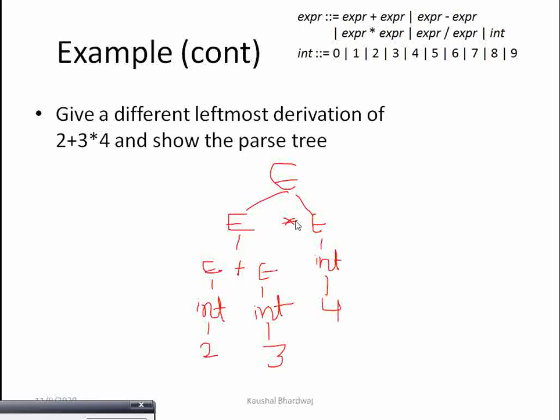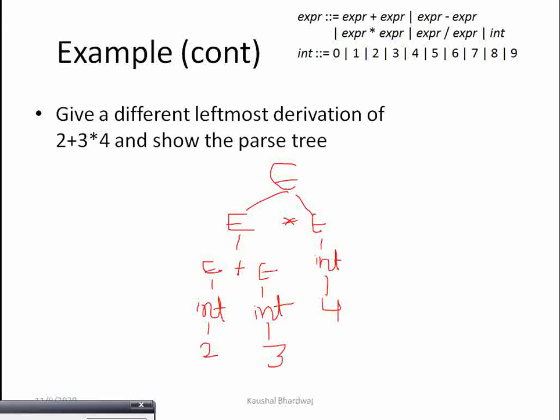However, the other option is also there. We can use the start symbol first. So E can give you E into E, and then E plus E. In that case you will get 2 plus 3, which is 5, into 4, and the answer will be 20, which is different. So you have to understand that you are getting two different parse trees for the same string. You are using leftmost derivation in both cases. Since you are getting these two different parse trees, you can say that the grammar is ambiguous, right?